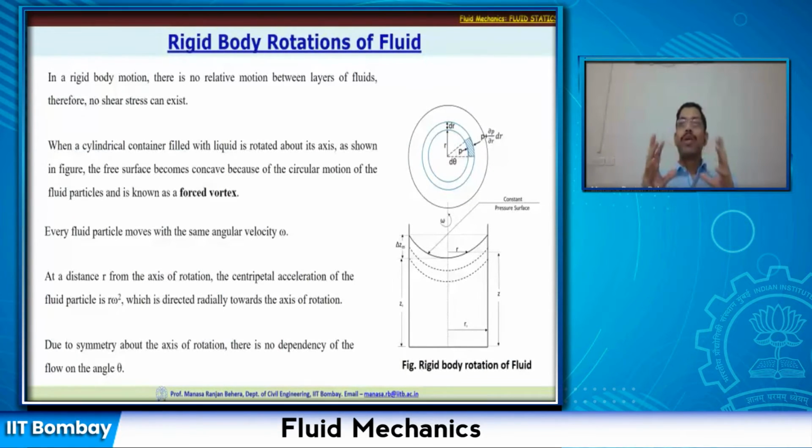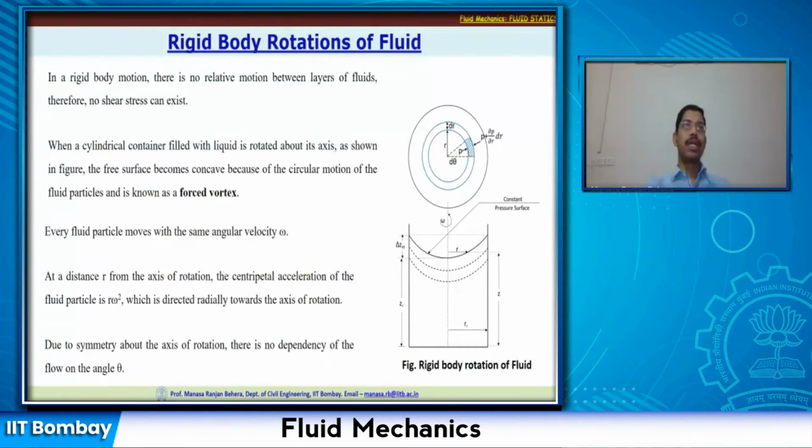So rigid body rotation, or sometimes we call it forced vortex. In a rigid body motion, there is no relative motion between fluid layers. So if you have layers, they move with the same rotation. There is no relative rotation or relative motion between layers of fluids. There is no shear stress existing between the fluid layers.